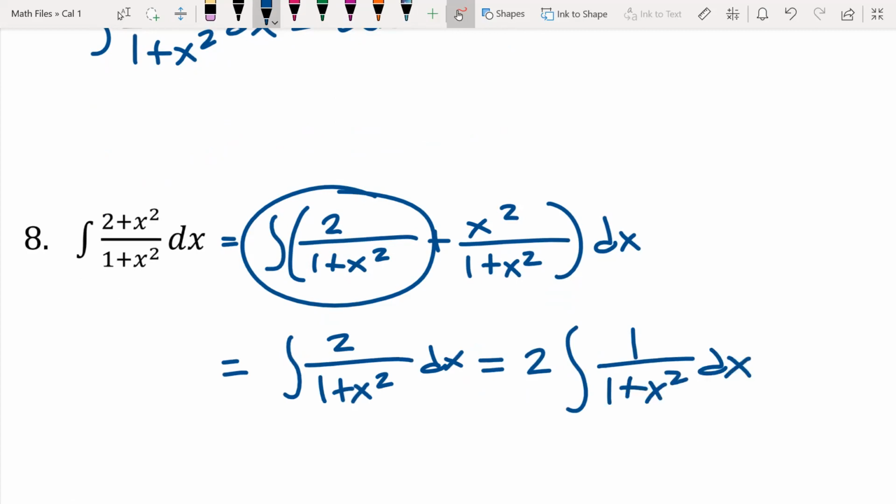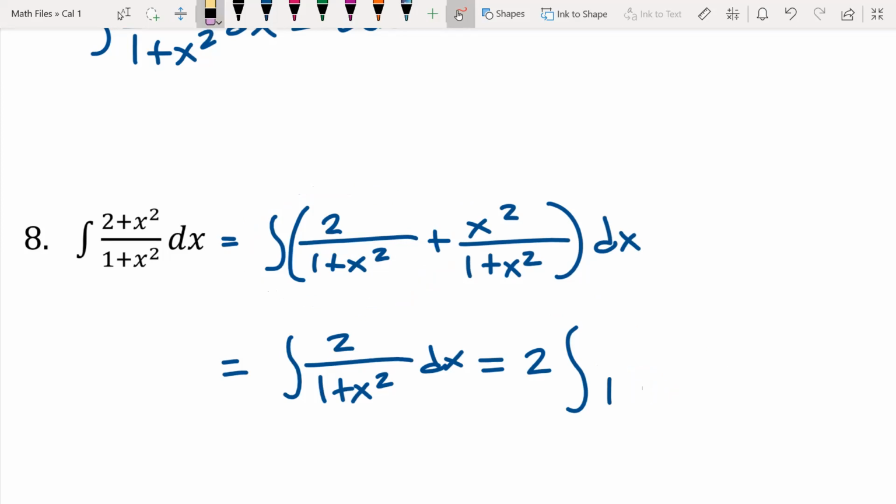And we can find the integral of that. But then this would leave us with the issue of this integral, x squared over 1 plus x squared. Well, we have no idea how to find this integral yet, right? And you won't learn it in this class. That's for Cal 2.